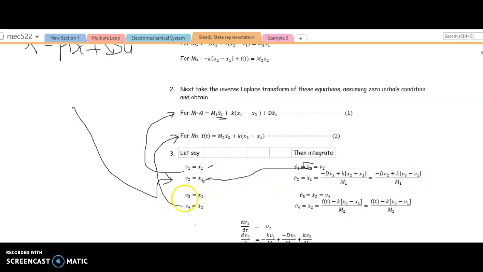Then for V3: V3 dot equal X2 dot, so X2 dot is V4. Just put it here. V3 dot equal V4. Same for V4: V4 dot equal X2 double dot equal FT minus K bracket X2 minus X1 bracket, divided by M2. So this one also goes here.